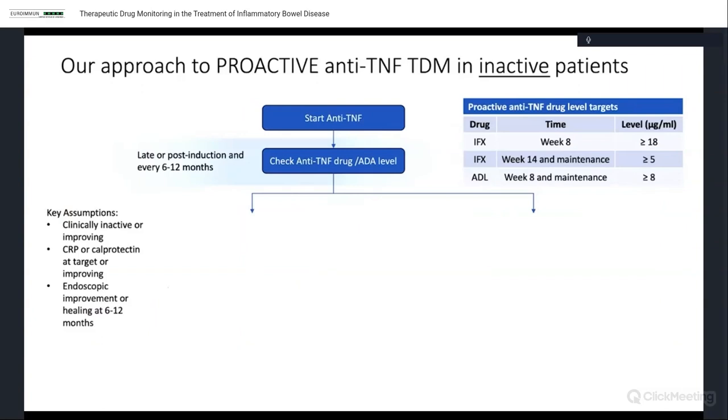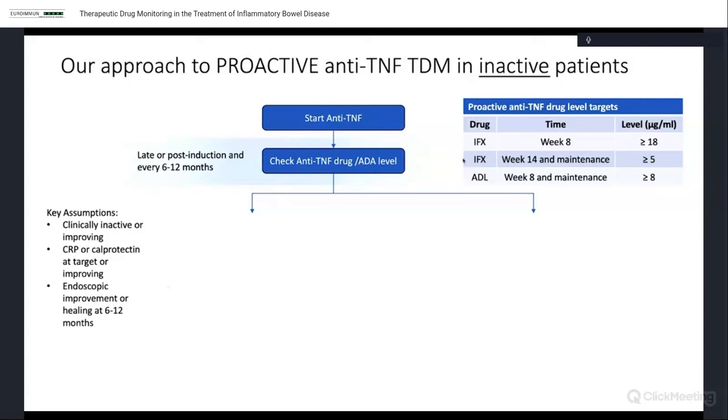So these algorithms will represent our approach to TDM in pediatric patients with IBD. And this one is our approach to proactive anti-TNF TDM in inactive patients. Some key assumptions here on the left are that these are clinically inactive or improving patients who initiated therapy, that the CRP or calprotectin levels are at target or improving, and that later on, at 6 to 12 months, we've seen endoscopic improvement, significant improvement, or even endoscopic healing.